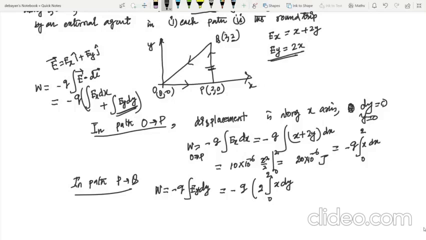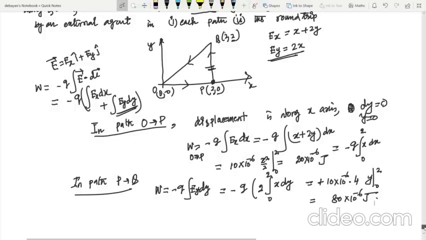So now what is the value of x? Here what is the value of x? It is 2, because the value of x is fixed at 2. So that is nothing but minus, that should be plus 10 to the power minus 6, and the value 2 is there, and the value of x is 2, so that means 4. If we integrate, then y goes from 0 to 2, so it should be 8 into 10 to the power minus 6 joule. So that is the work done along the path PQ.